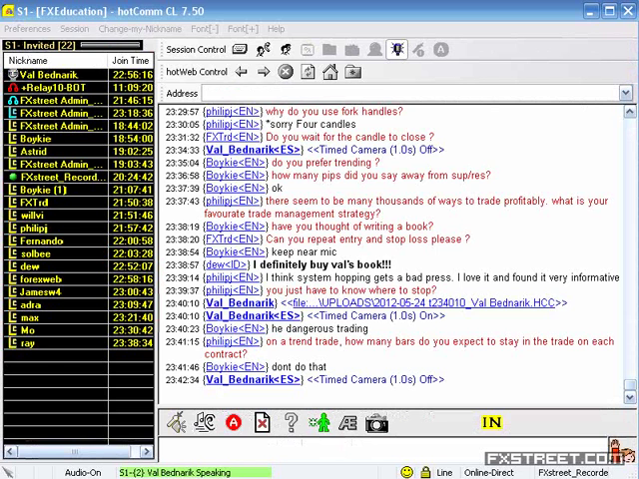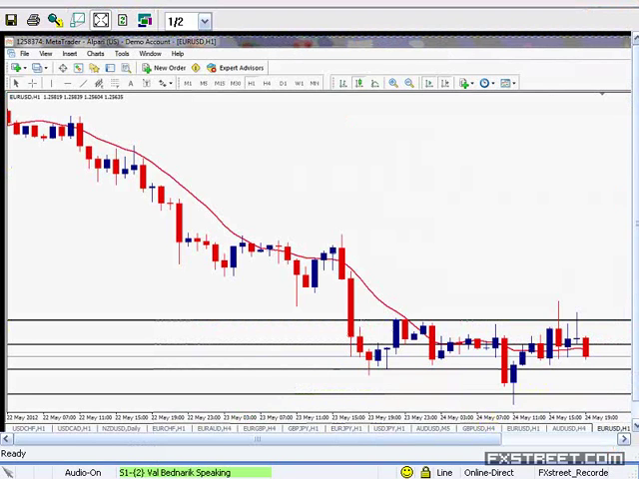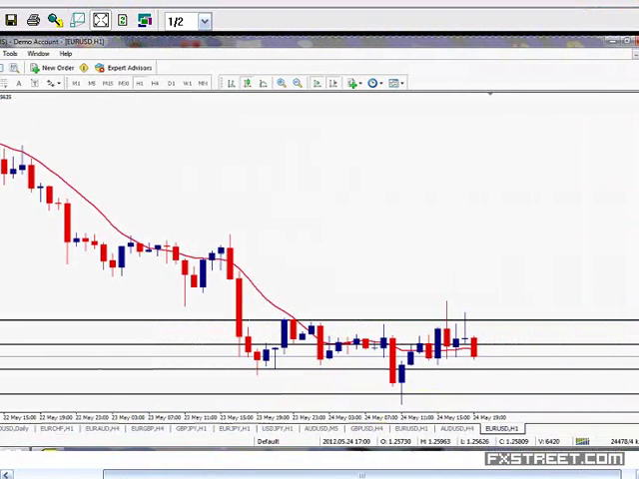Sorry. Okay? Anyway, sorry, can you repeat entry and stop loss, please? Yes. The idea of entering into the market with this strategy is... sorry, I'll just turn the camera on back and put the correct line, okay?